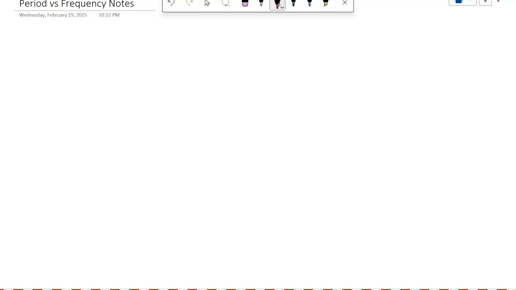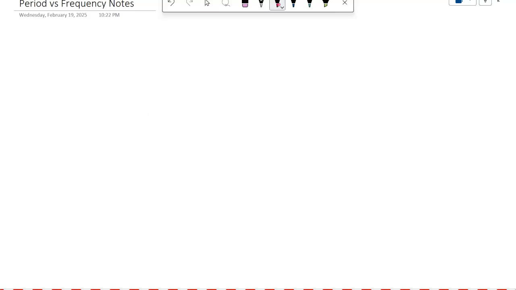So I would go ahead, on the back of the front page of your packet, that green page, and reference that page. If you have notes on period and frequency, go ahead, read through them really quick. And if you don't, that's a great place to write those so this vocabulary is easily accessible to you later.